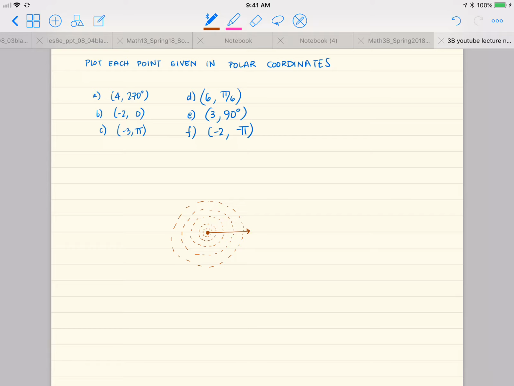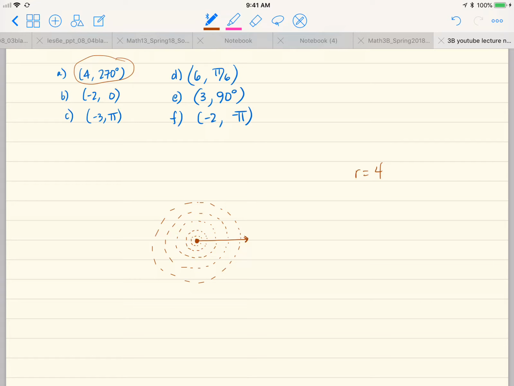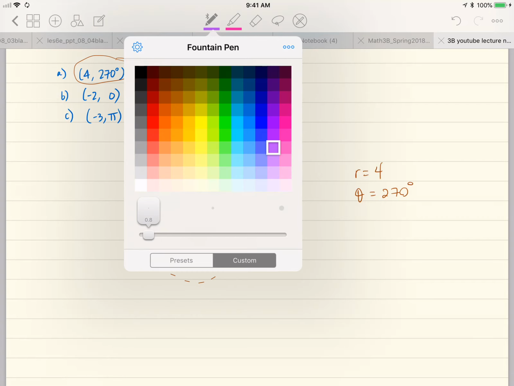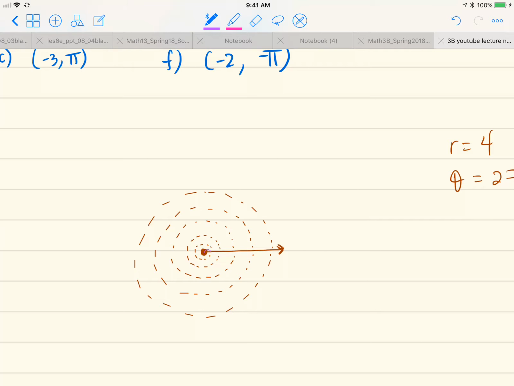So now let's start off with 4 comma 270 degrees. So this tells me that r is equal to 4 and my theta is equal to 270 degrees. So I'm going to travel out until I get to the fourth r, right? So r equals 1, 2, 3, 4. And now I need to go around until I hit 270. So this is 90 degrees, this is 180, this is 270. All right, so here's my point.